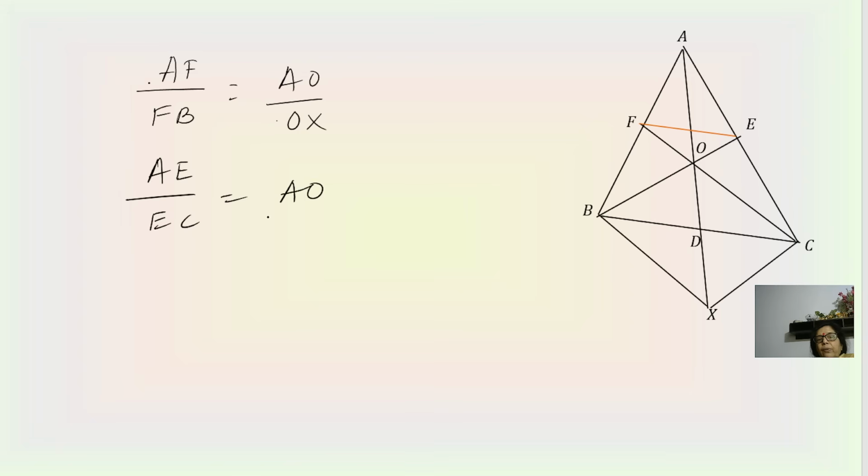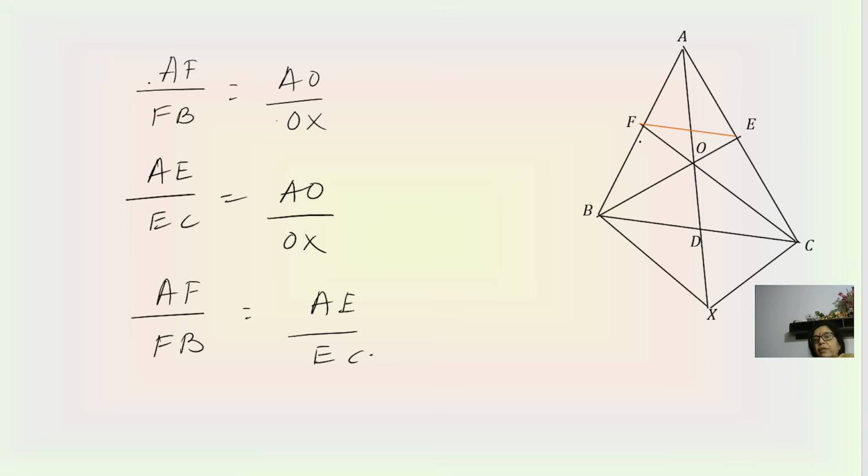So in the second part, if we get back to the first triangle, we have got here AF by FB is equal to AO by OX from the triangle ABX, because OF is parallel to BX. Now this is by the original BPT theorem. Similarly, OE is parallel to CX, so we can write here AE by EC is equal to AO by OX. So now, since the right hand sides are equal, we can equate the left hand sides and say AF by FB is equal to AE by EC.